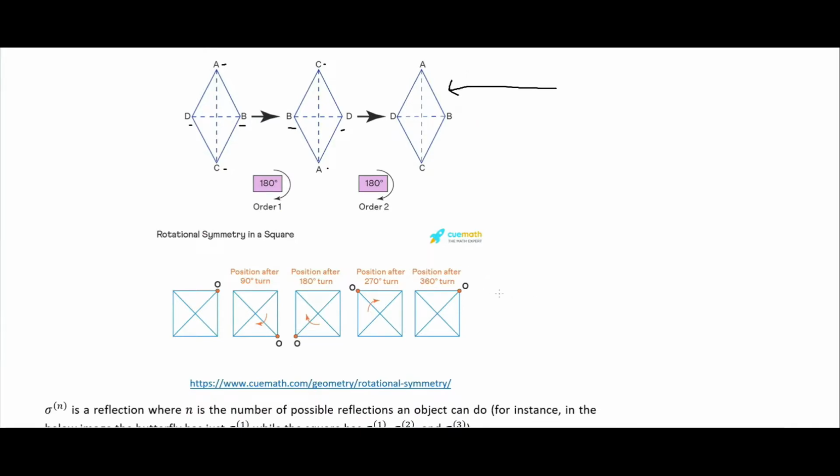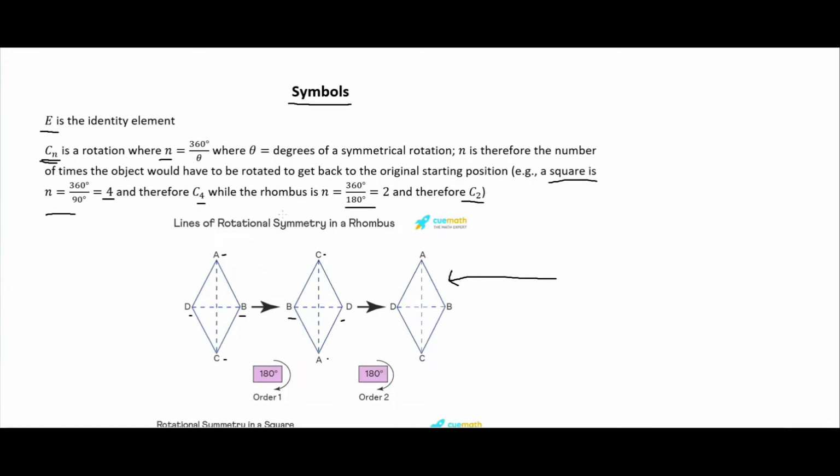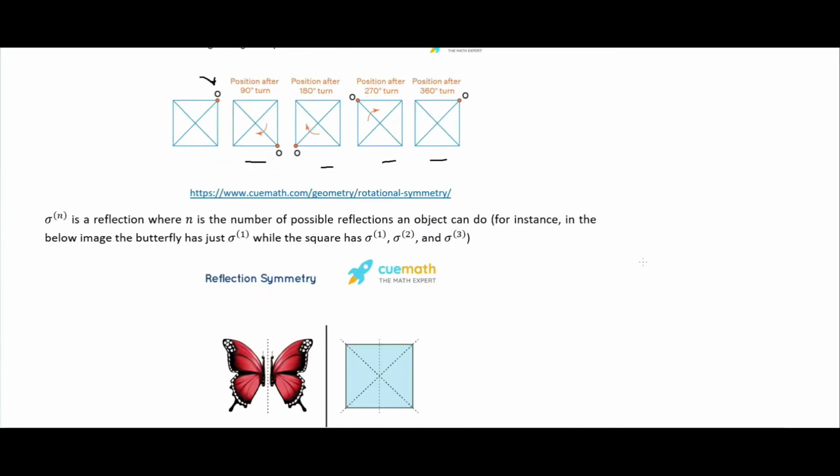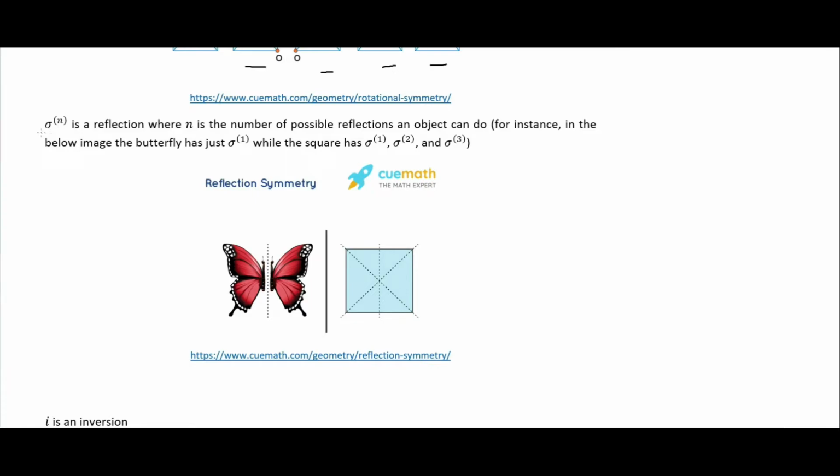And then for the square we have down here, you have to do 1, 2, 3, 4 rotations in order to get it back to where it was at the beginning. So we can follow this little O around here for each 90-degree turn. And so these C with the subscript are rotations. E is the identity element, which is just doing nothing to your object. So then this sigma, the Greek letter sigma with a subscript or superscript rather of a number.